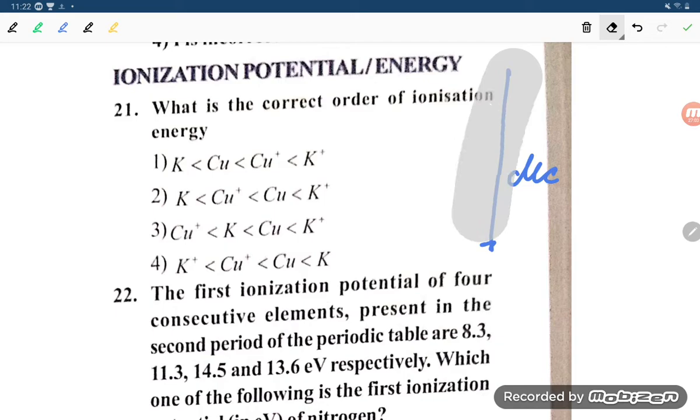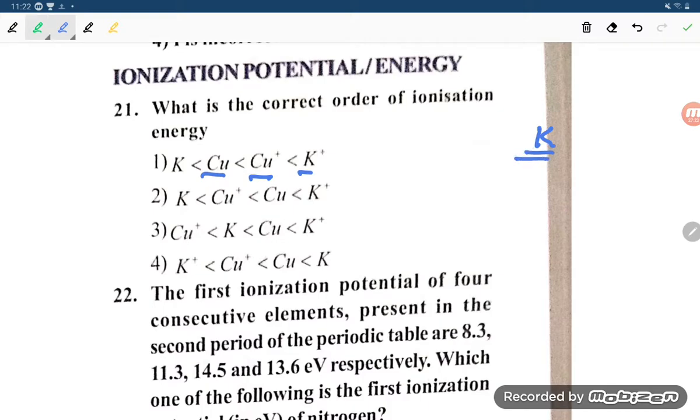So this is not given in the group, because these are the other elements. Here is other element. So that is K plus. So K and K plus, the largest size will be K. Okay, largest size will be the K, student.